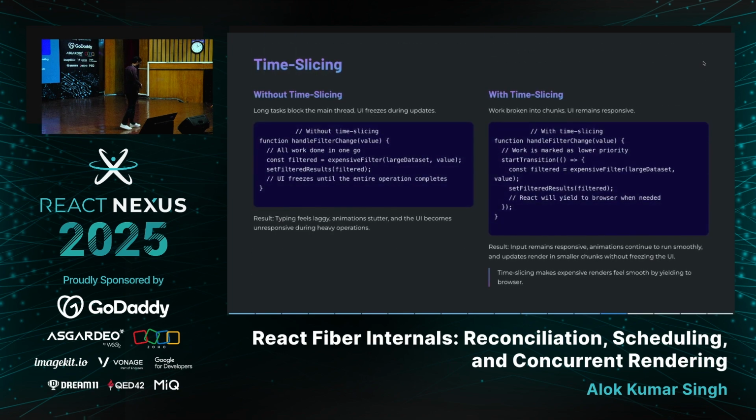So the second feature that we discussed for React Fiber is that it will break your task into chunks, right? Let's understand this with an example. That term is called time slicing. So what is life without time slicing and what is it with? As you can see in the example, we have an expensive filter. That is going to fetch or list a large list of data.